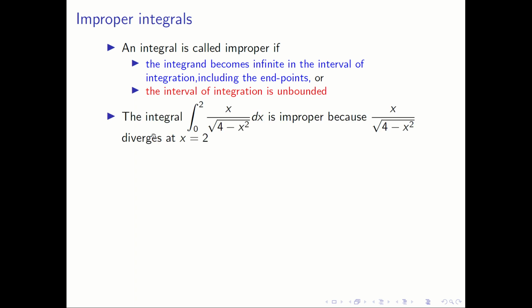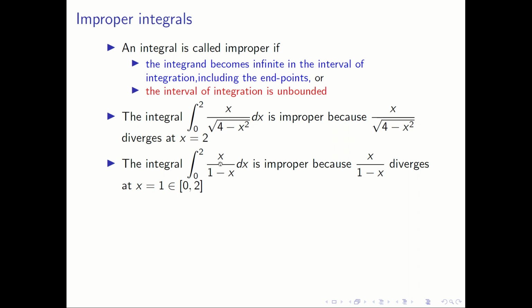As an example, the integral from 0 to 2 of x by square root of 4 minus x square dx is improper because the integrand x by square root of 4 minus x square diverges at the endpoint x equal to 2. One more example, this integral of x by 1 minus x dx integrated from 0 to 2 is improper because the integrand diverges at 1, which is somewhere in the interval of integration.